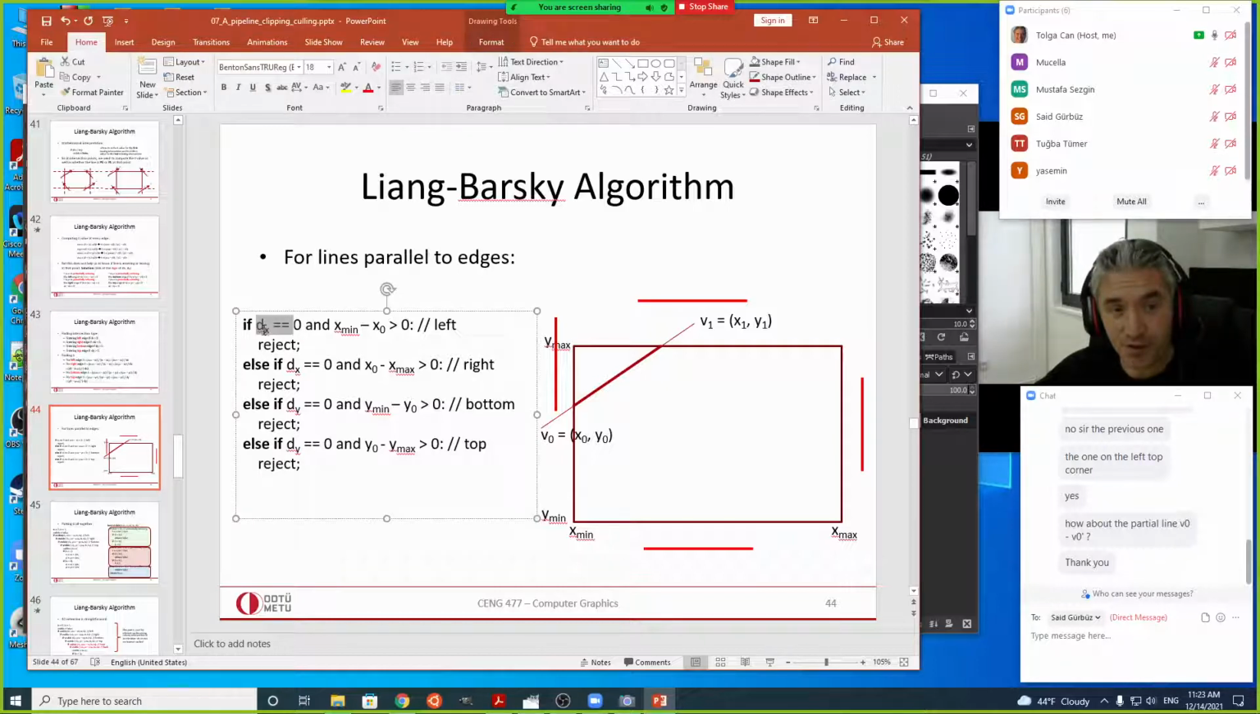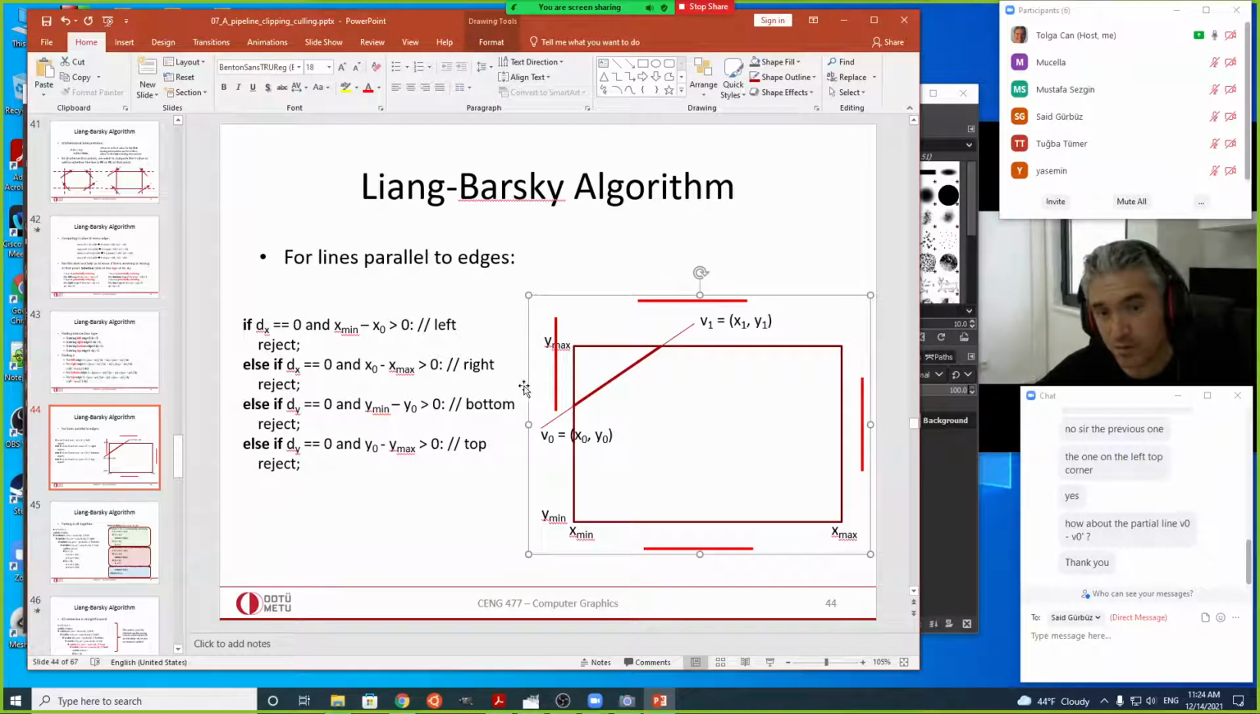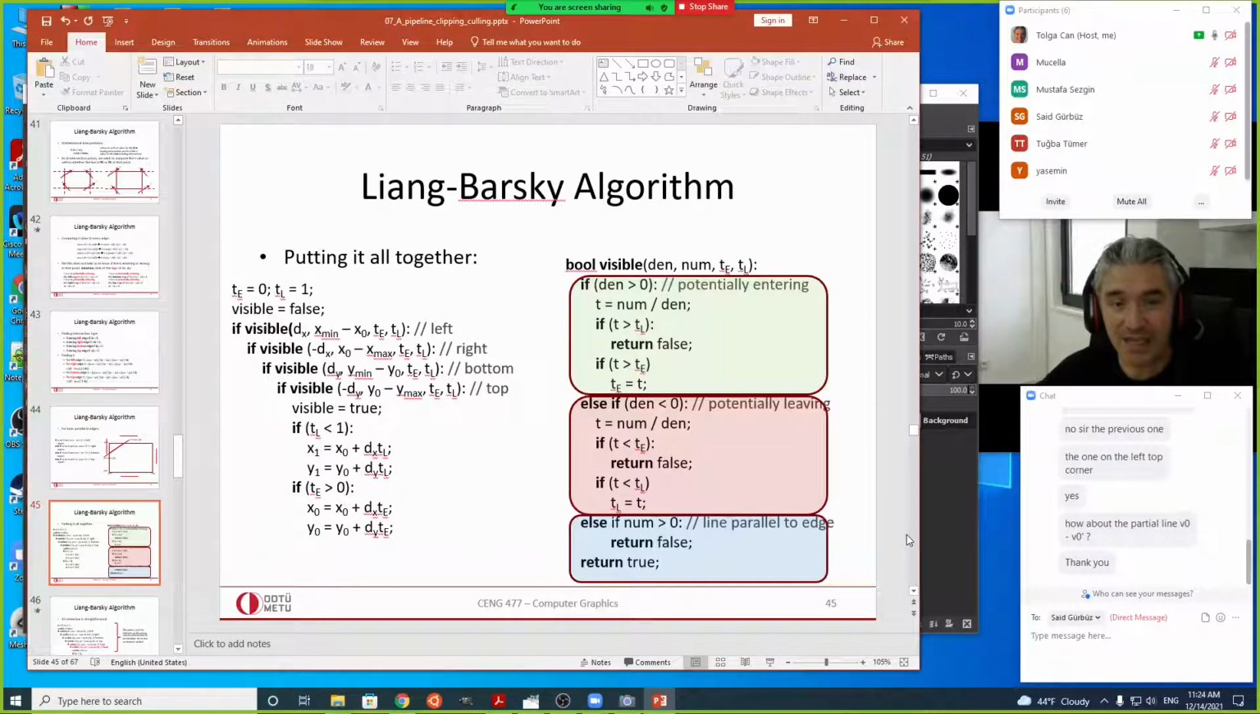If dx is equal to 0, it means that it's a vertical line. Look at these two cases: it's vertical, dx is 0. What we do is we look at whether it lies to the left of the clipping window or to the right of the clipping window. These two cases can occur, left, right. If it's completely left or right, we reject it. Again, if it's completely above or below, we reject it. It may be partially inside like this, then we are going to clip it in the final stages. But this is for trivial rejection cases.